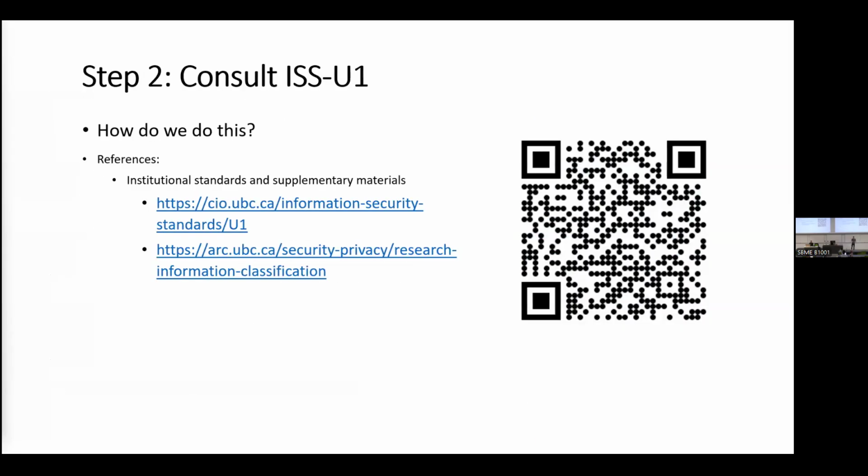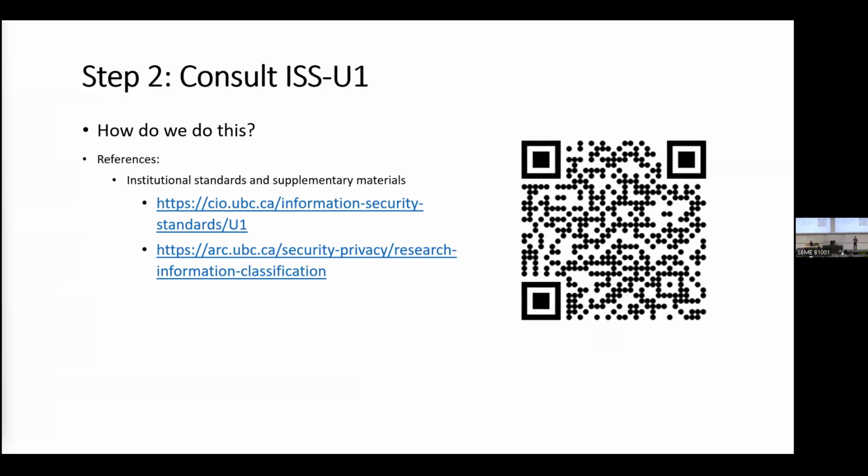Step 2 is to essentially have a look at the UBC Information Security Standard U1, the standard that essentially has all the details about how to classify your data. The QR code here brings you to that second link, UBC Research Information Classification. It is the same as standard U1. It's just that on our website, we have put some examples that are more research specific, because the standard U1 is more like institution level. So it talks a lot about student information and stuff like that. In our case, it's more research specific.